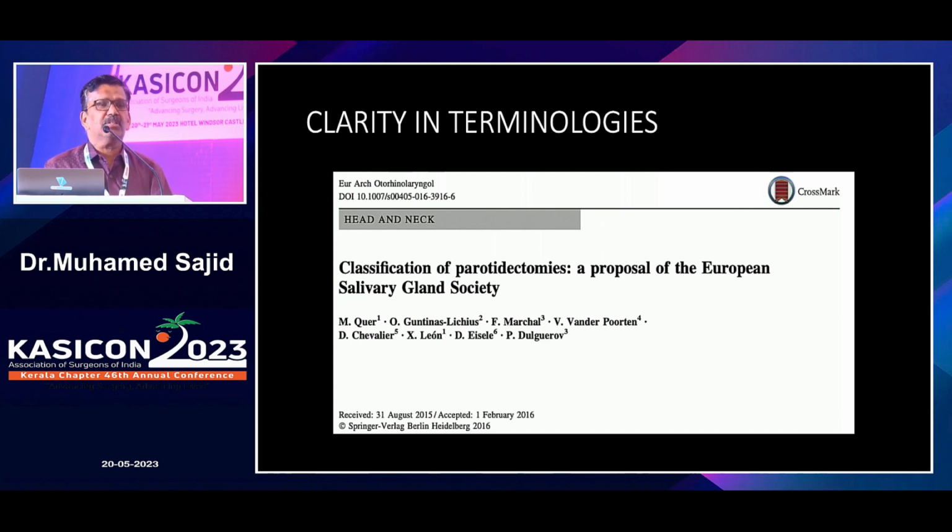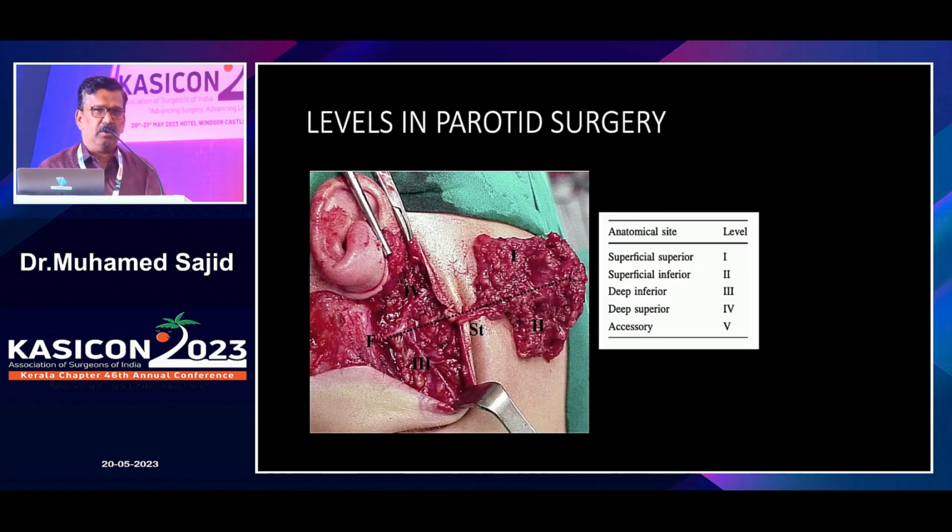Here the surgeries are divided only into two basic groups. Number one, what is described as parotidectomy, and number two, what we call extracapsular dissections. So what does this mean? What do these terminologies make you understand? So what they did was that they divided the parotid gland into 4 levels based on its relationship to the divisions of the facial nerve.